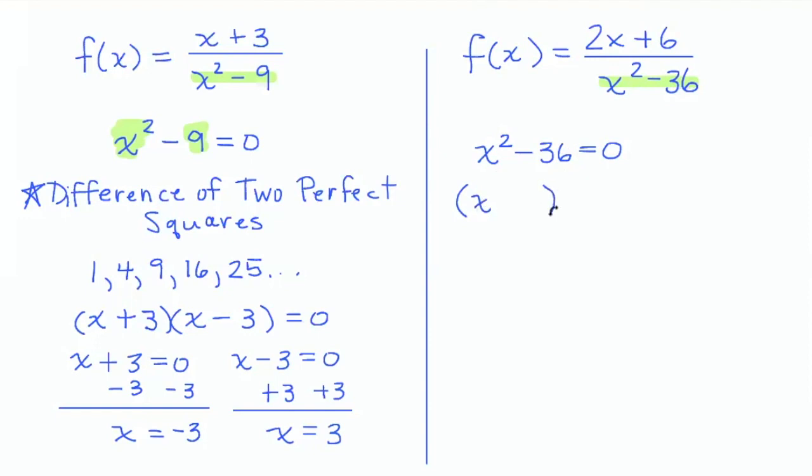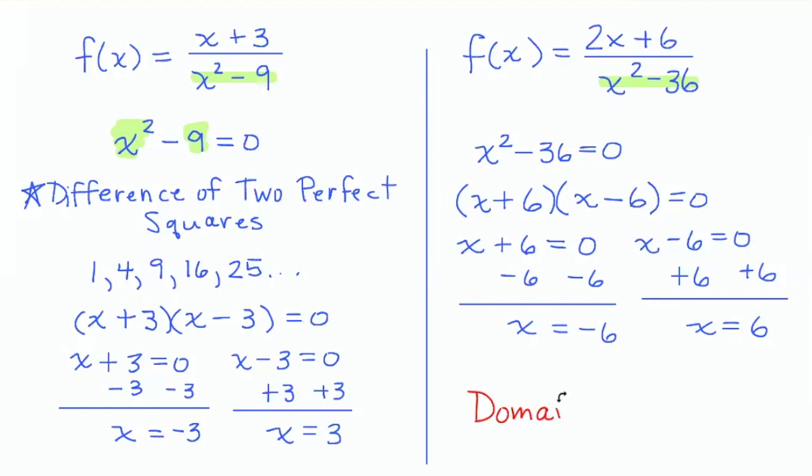So I set up my two binomials, split up the first term into equal factors, x and x, split up the second term into 6 and 6, always 1 plus, always 1 minus, and from there I get my two values I would exclude from the domain. So again, just to stress, when you write that domain, remember you don't want to equal these values.